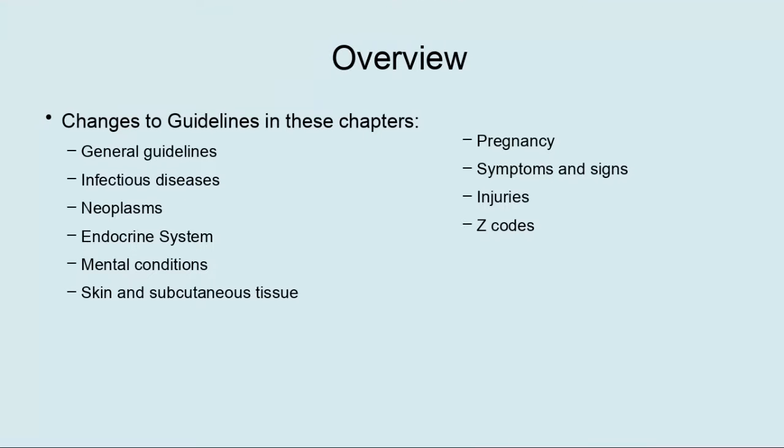Here's an overview of what I'll be discussing during this video. Many of the changes are clarifications, but some changes, such as diabetes and encounters for organ donations, change the actual guidelines. So I'm going to talk about changes to general guidelines, infectious diseases, neoplasms, endocrine system, mental conditions, skin and subcutaneous tissue, pregnancy, symptoms and signs, injuries, and Z codes.